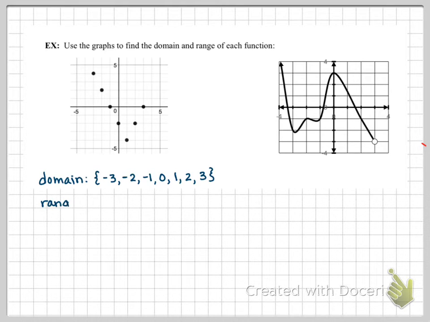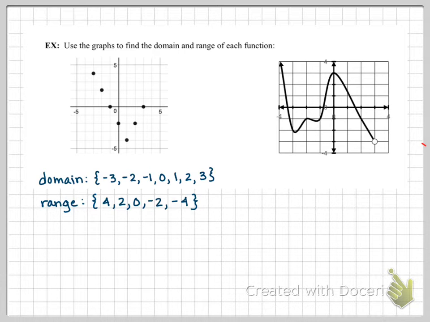And then what about the range? So the range is all my y values. What y values are accounted for by points on this graph? 4, 2, 0, -2, -4, -2, 0. Yeah, good.